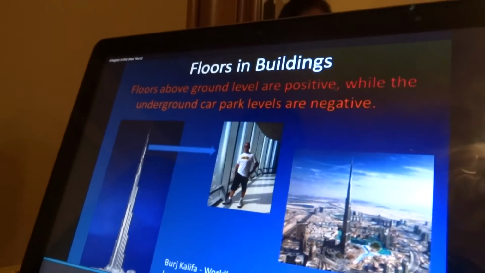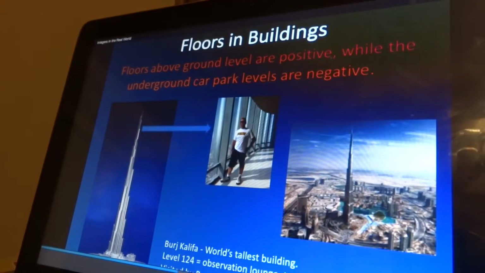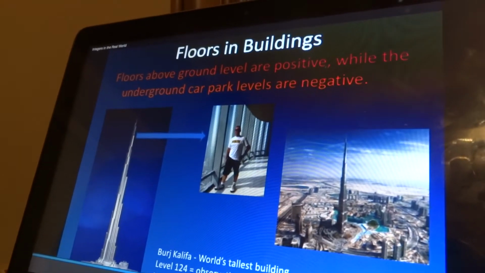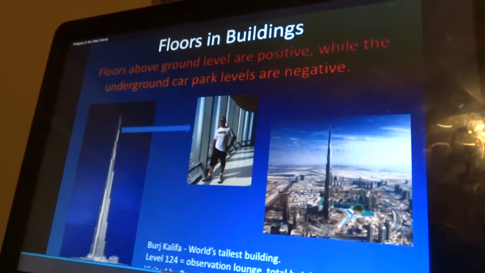So floors in the building. Floors above ground level are always positive, while underground car park levels are negative. Okay, can you tell me a few more examples related to this? These kinds of examples that you see in your daily life. Now you must have got the idea of how integers are related to our daily life. So can you give me some examples related to this?